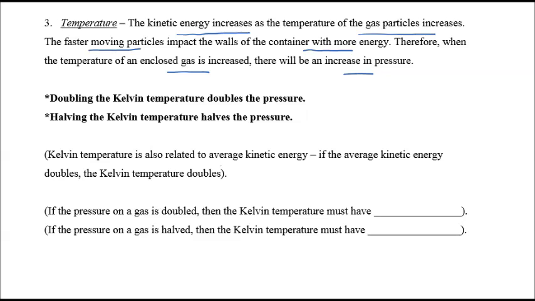Kelvin temperature is also related to the average kinetic energy, as we said above. So if the average kinetic energy doubles, it's because the Kelvin temperature doubles. If the pressure on a gas is doubled, the Kelvin temperature must have doubled. Notice this is a direct relationship. So as one goes up, the other goes up. If the pressure on a gas is halved, then the Kelvin temperature must have halved.